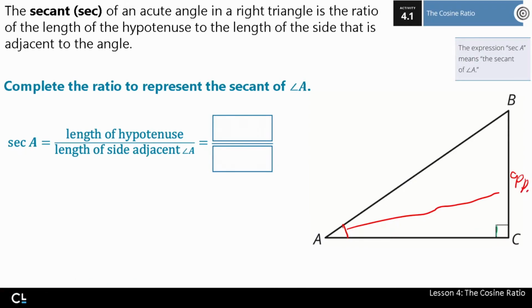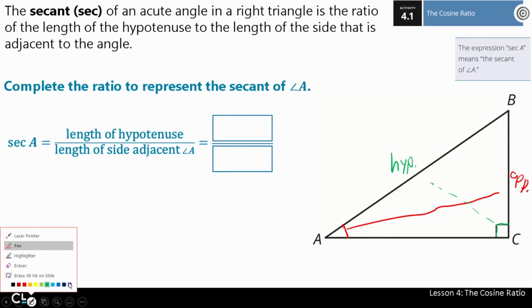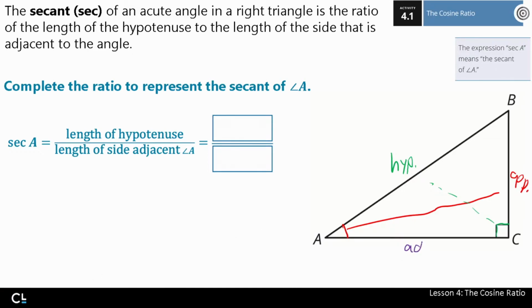Across from my right angle is my hypotenuse. And then right next to it, the last side that we have here is going to be my adjacent. They're right next to each other.